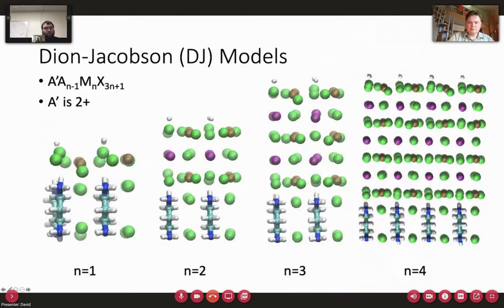And in this model, I am looking at 4 different sizes of perovskite layer. We're looking at an N equals 1 perovskite layer, which would be about right there, would be a unit cell, with this one being the one coming toward us. And here we have an N equals 2, an N equals 3, and an N equals 4 layer.